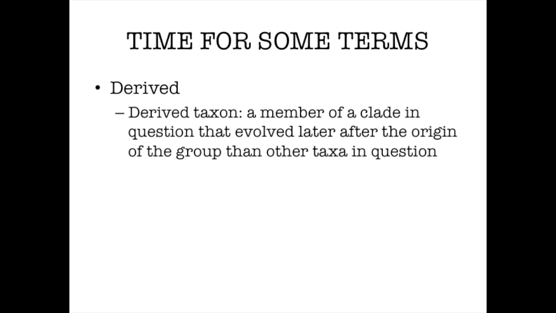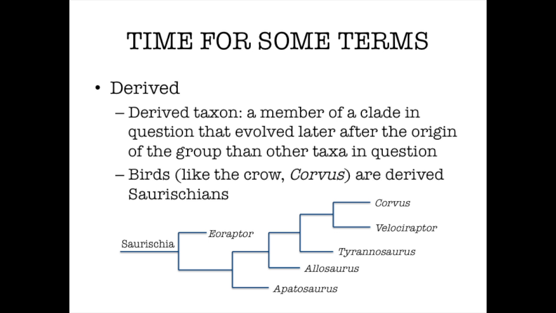Now, a derived taxon is a member of a clade in question that evolved later after the origin of the group than other taxa in question. Birds, like the crow Corvus, are derived Saurischians, as shown here.